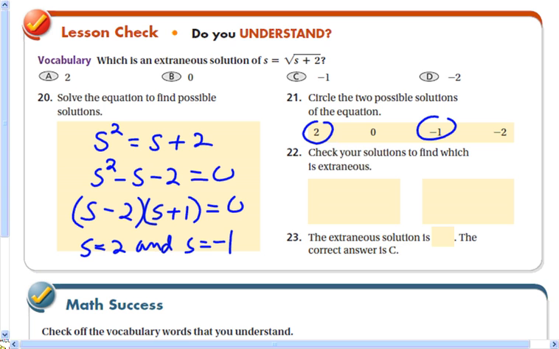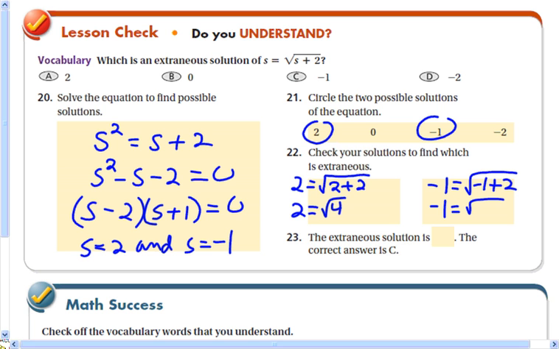So let's check 2 in the original equation. So then we get 2 equals the square root of 2 plus 2. So 2 is equal to the square root of 4, and that's true. And then let's check the other one. We get negative 1 is equal to the square root of negative 1 plus 2. So negative 1 is equal to the square root of 1. And the square root of 1 is 1. So that one is not true. The extraneous solution is negative 1. The correct answer is C.